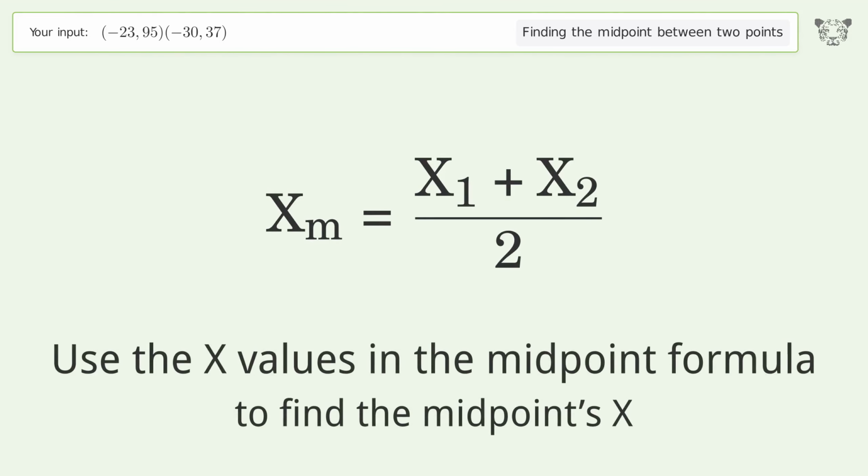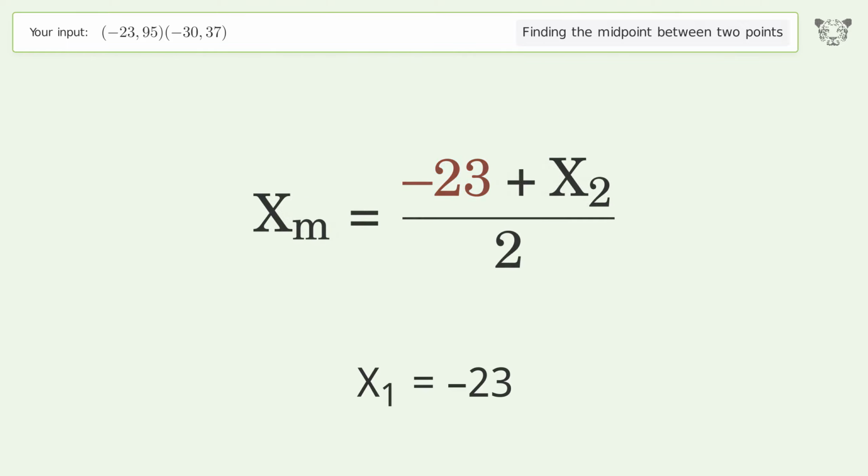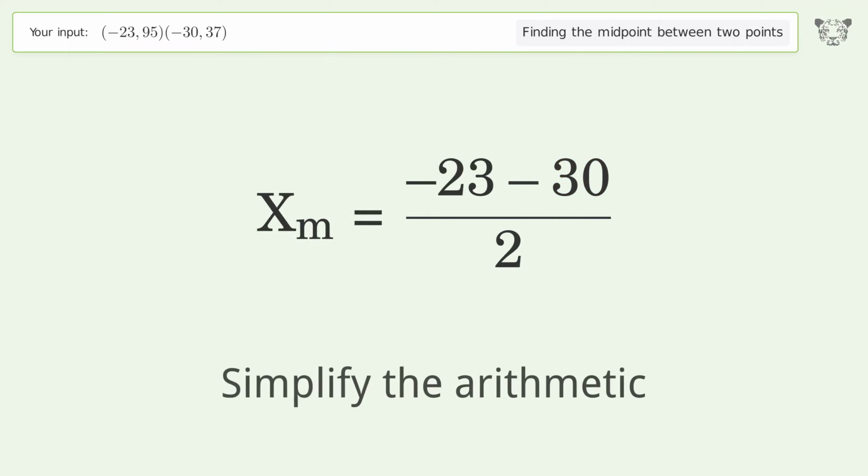Use the x values in the midpoint formula to find the midpoint's x. x1 equals negative 23. x2 equals negative 30. Simplify the arithmetic.